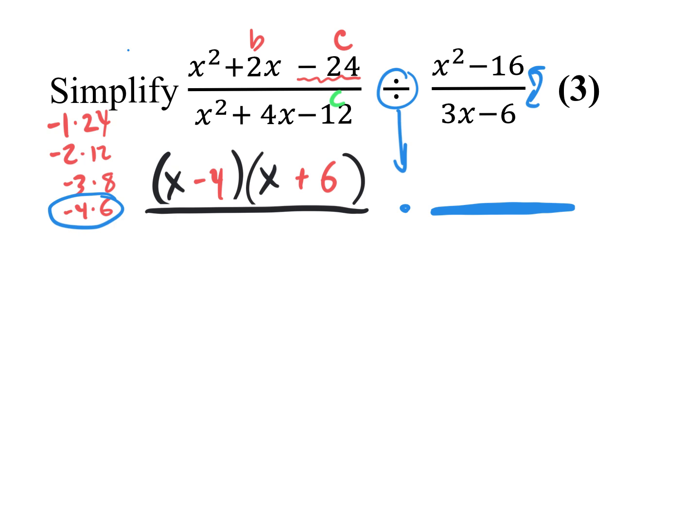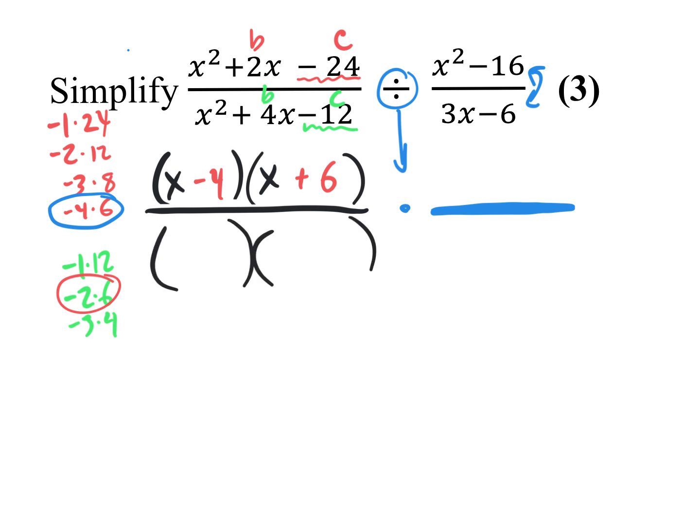What times what is the c value that if you combine together is a b value? You might want to make a list. I'm going to make a list of the multiples of negative 12: negative 1 times 12, negative 2 times 6, negative 3 times 4, and that's about it. Now, which pair of numbers combines together to give us the middle term 4? That will be the negative 2 plus the 6. That gives us a positive 4. Okay, so this is the correct pair of numbers that we want.